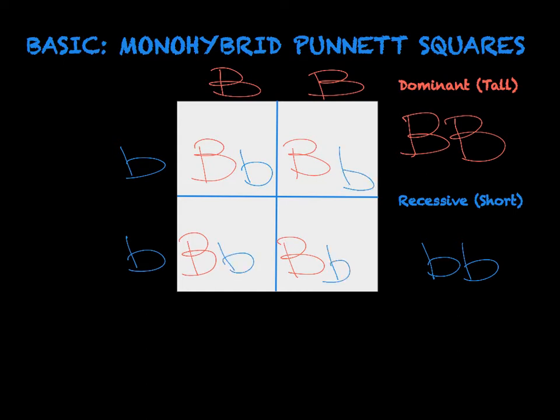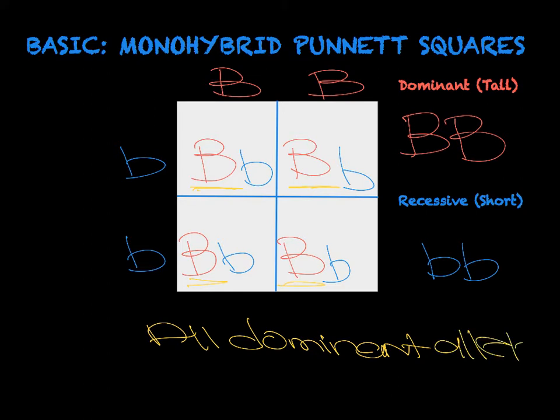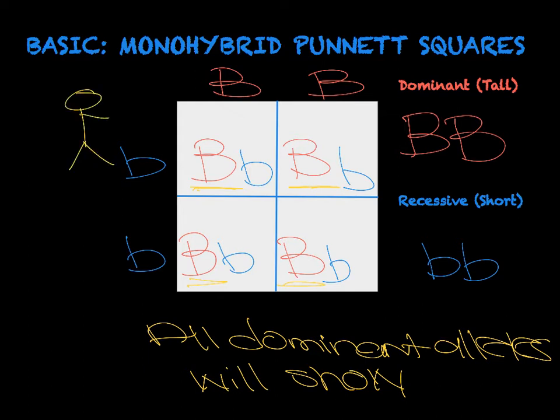Now, analyzing all of these boxes, each one is going to be tall. Why? Because that dominant trait is in each box. Dominant is essentially that all dominant alleles will show. Because of this, every organism can be defined as tall versus short. And that's how monohybrid Punnett squares work.